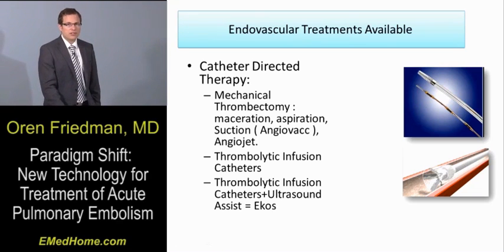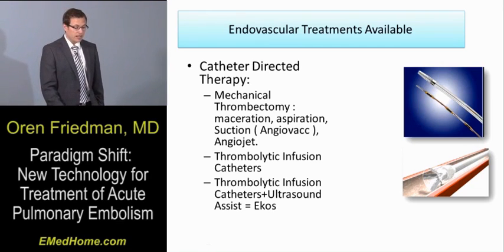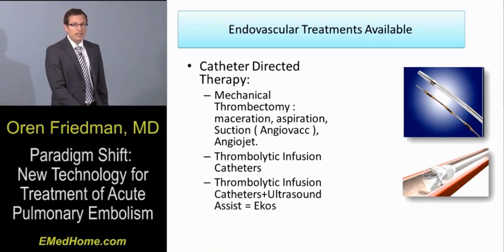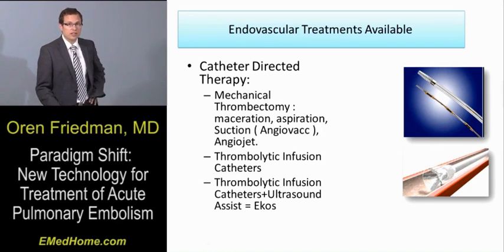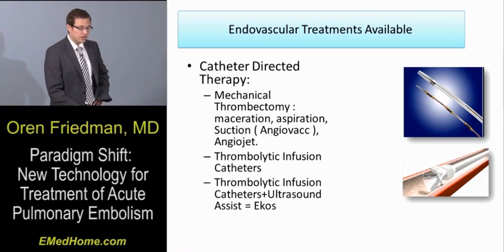When we talk about catheter-directed therapy, there are several different options. We have mechanical thrombectomy, that includes clot maceration, that includes clot aspiration. There are devices out there, including the AngioVac that we'll discuss in a second. There's the AngioJet, which is a device that some of you may be familiar with from its use in the cath lab in the coronary circulation.